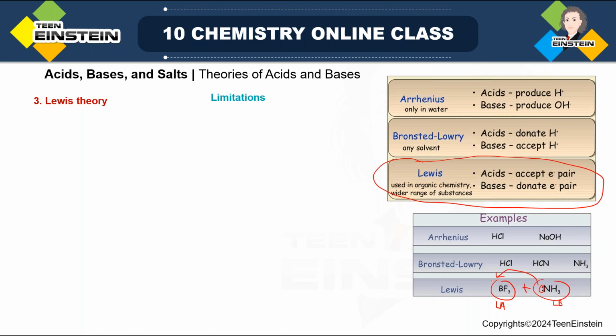So there will be some interaction between these two molecules and they will remain together. There will be a new type of bond, which is known as a coordinate bond. Coordinate bond means that both the electrons are coming from one species and going to the other species. So this type of interaction will be there, and this is the Lewis definition.